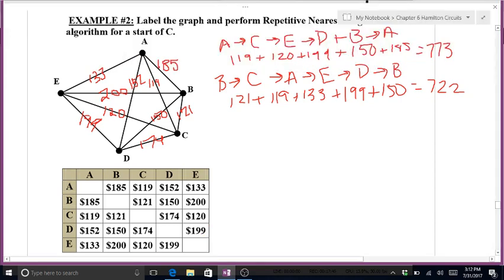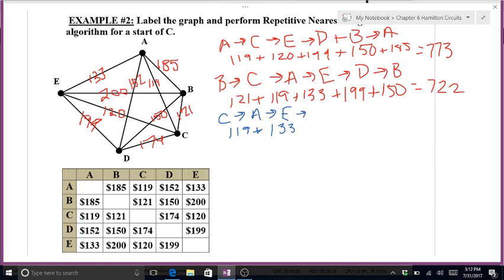All right. Let's start at C. From C, my nearest neighbor is A. So we're looking at 119. Plus, from A, my nearest neighbor then would be E, because I can't go back to C. So that's 133.